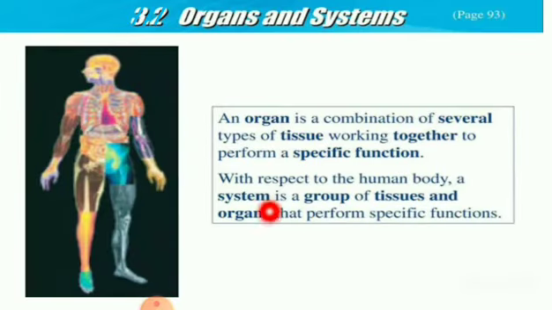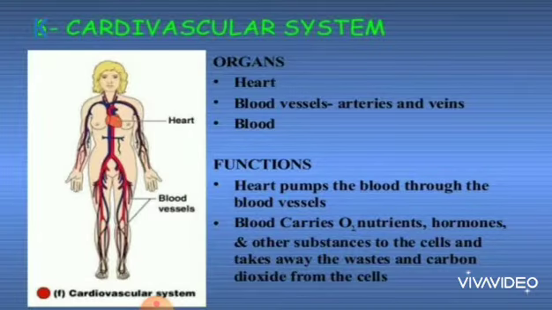Next, we move to organs and organ systems. Students, what is an organ? A group of tissues make the organ. So an organ is a combination of several types of tissues working together to perform a specific function. What is an organ system? An organ system is nothing but a group of organs. With respect to the human body, a system is a group of tissues and organs that perform specific functions. This is called an organ system.